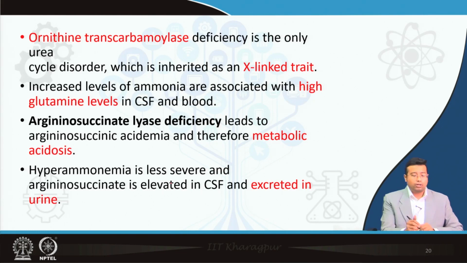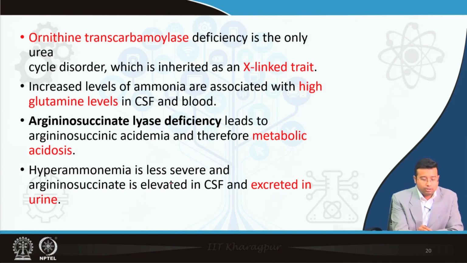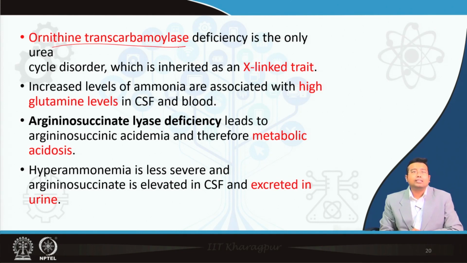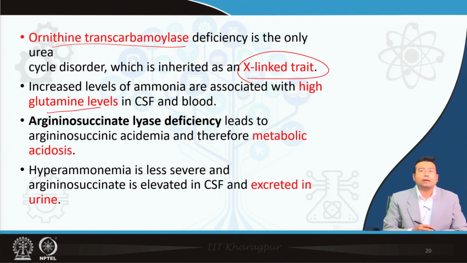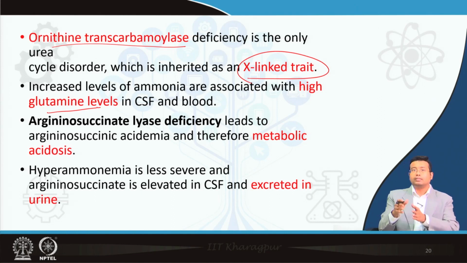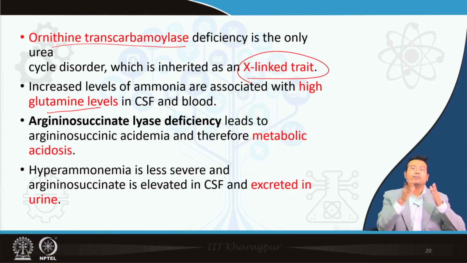Next, I already told you, for a very important MCQ question, ornithine transcarbamylase is the only inherited urea cycle disorder that is X linked. All the others are autosomal recessive. So, increased levels of ammonia are also accompanied by high glutamine levels in blood. Why glutamine? I already told you, glutamine synthetase, where glutamate is acted upon, capturing ammonia to become glutamine, and glutamine is the major carrier of ammonia. So, whenever ammonia is increased, glutamine will be increased.